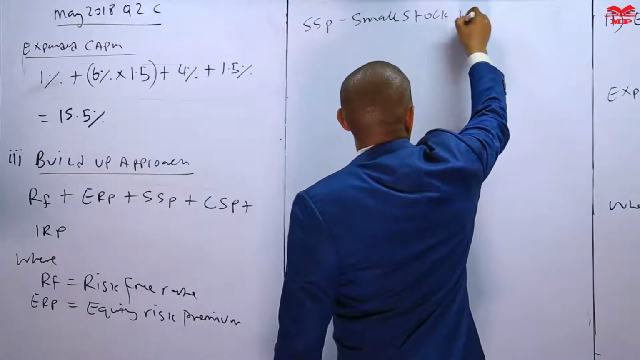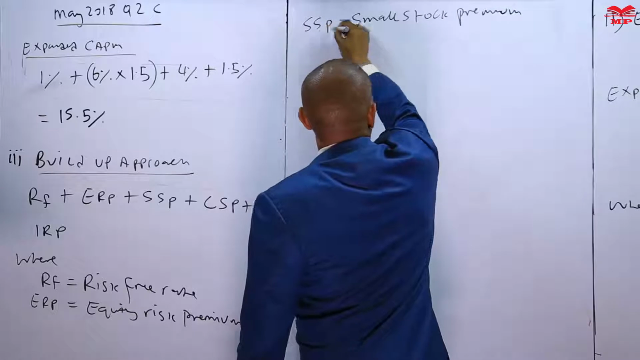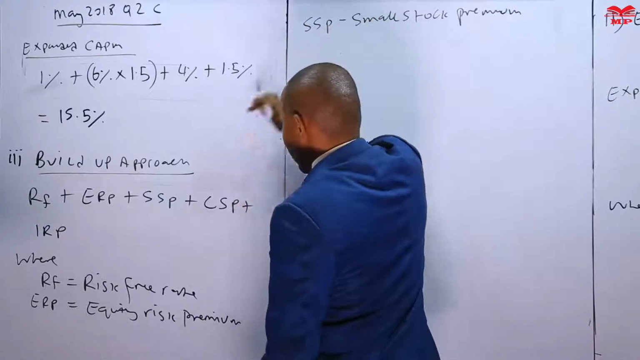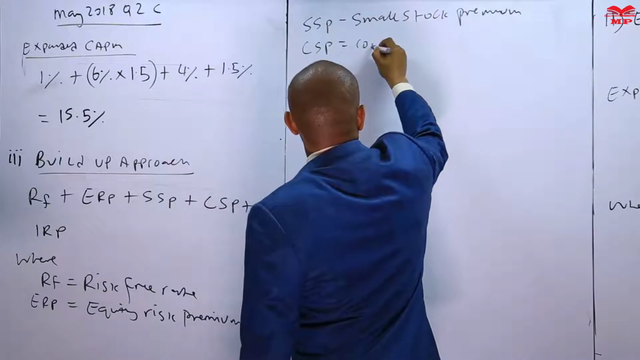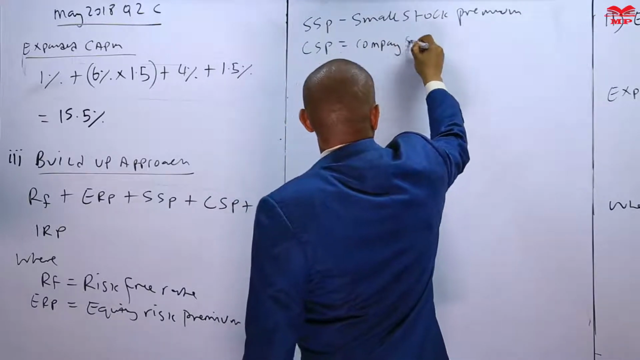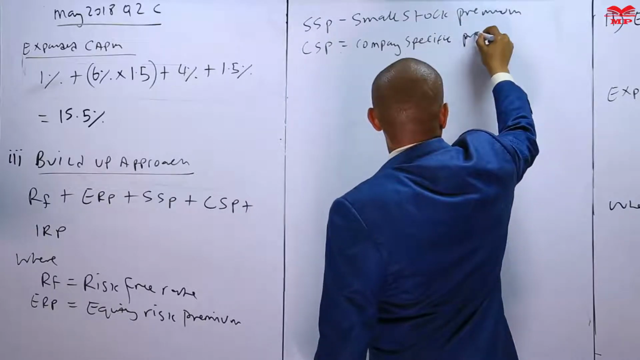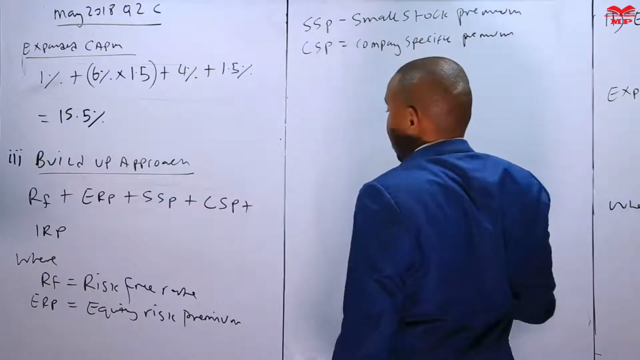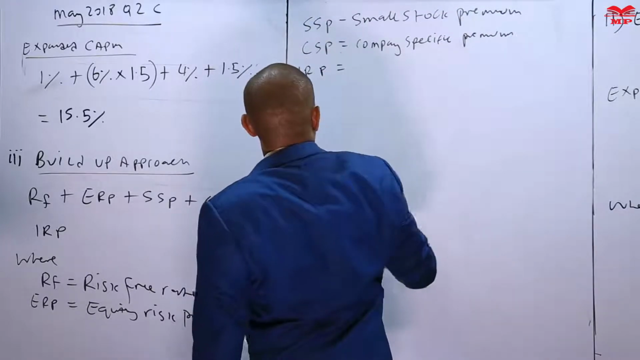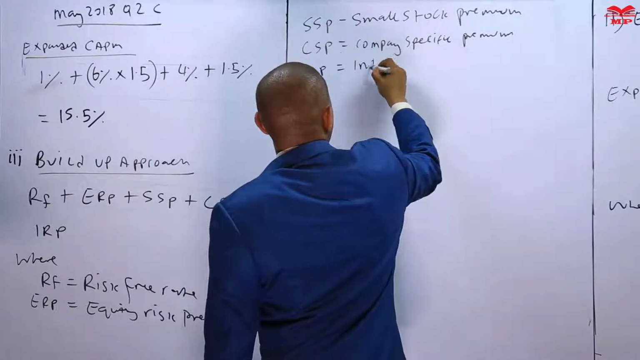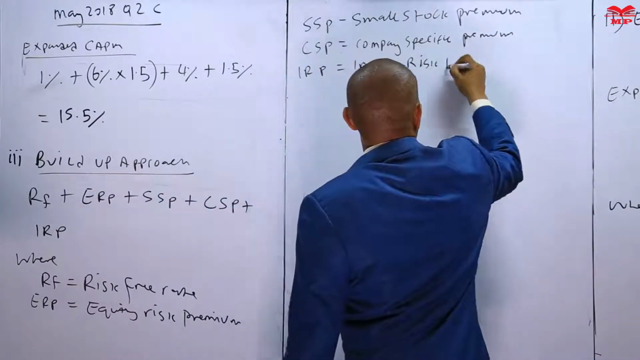Stock premium. Then we can continue to look at CSP, the company specific premium. And finally IRP is the industry risk premium.